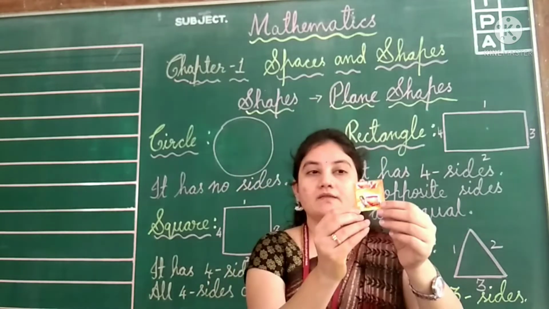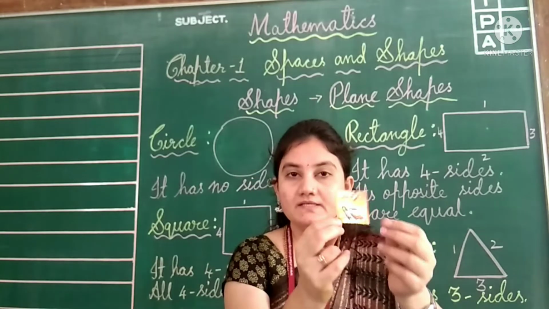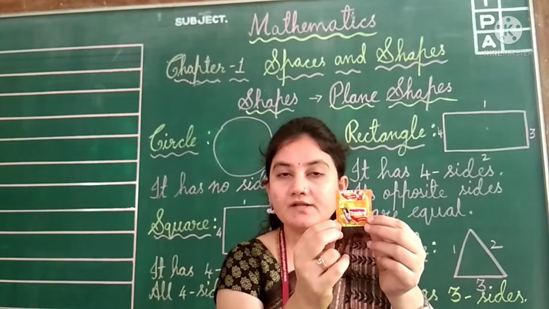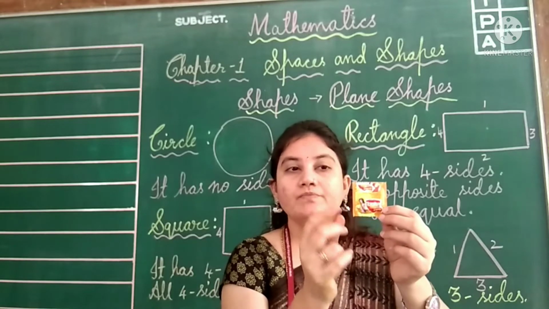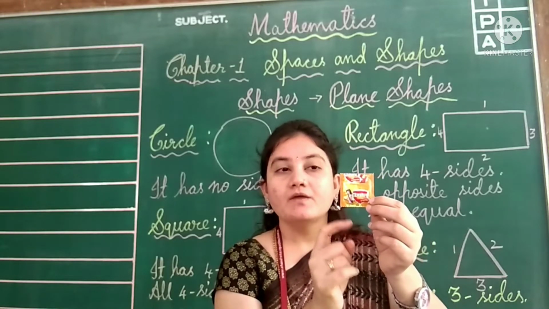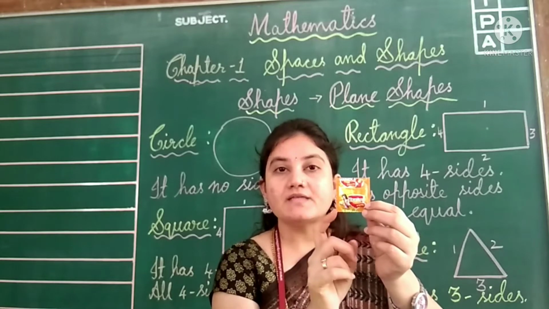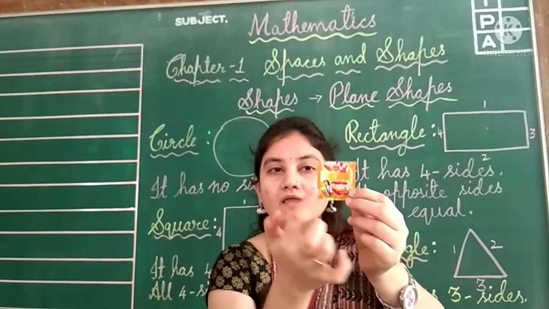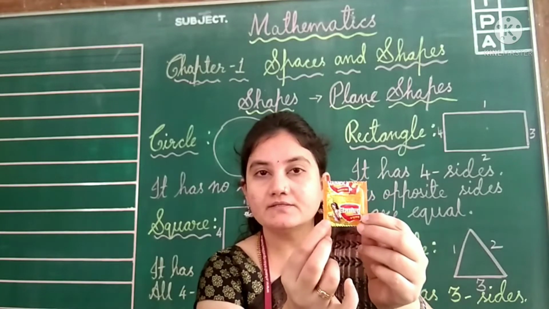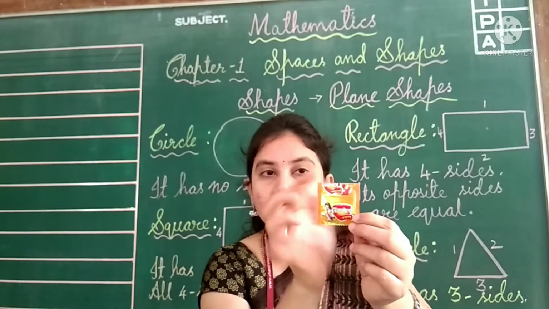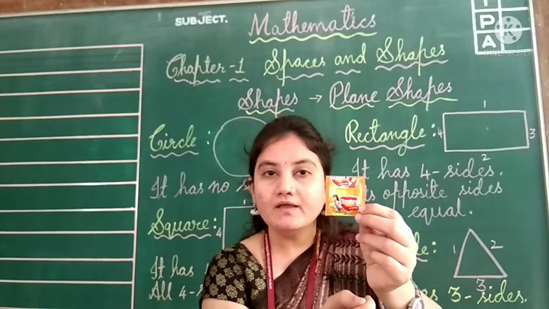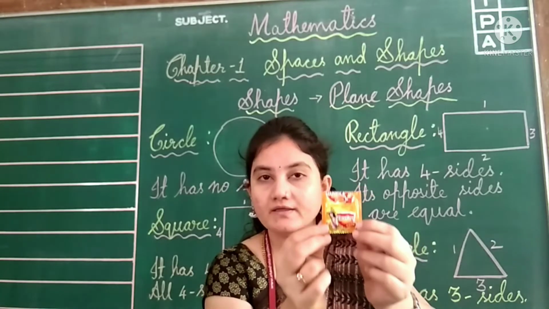Next, can you see this? This is Hajmola packet. Which shape is this, children? Let me tell you, it is square in shape. You see, this packet is having 4 sides. 1, 2, 3, 4. 4 sides. Here all the 4 sides are equal. Okay? So this is square.